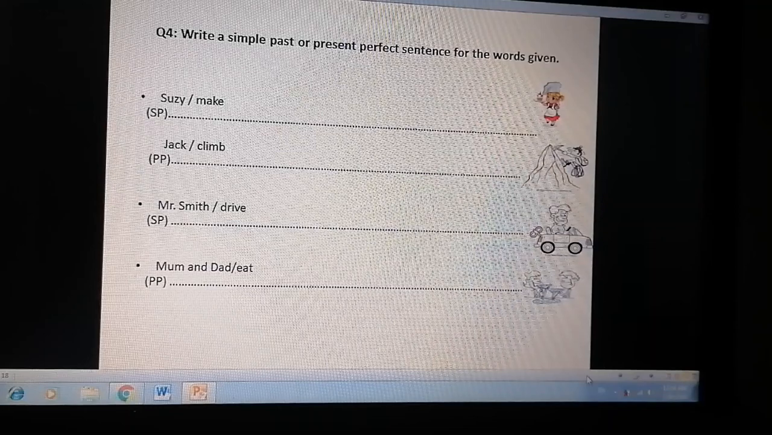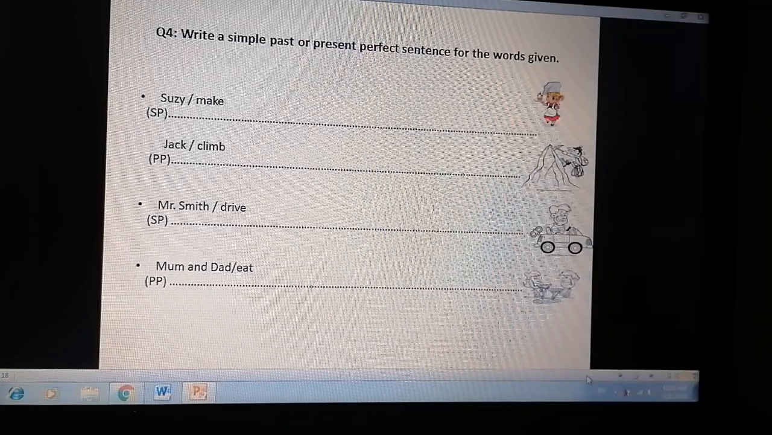Look at the last question, question 4. Write a simple past or present perfect sentence for the words given. بدكم تعملوا على كتابة أو تكوين جملة باستخدام الزمن المعطى باستخدام subject والverb حسب الصورة المعطاة أمامكم. You can write any sentence, but you must use the correct verb and the correct subject.